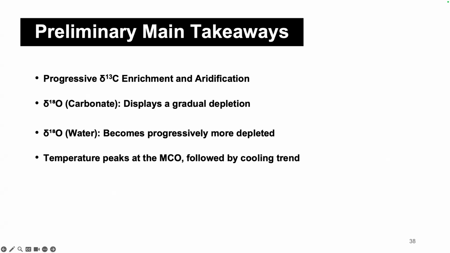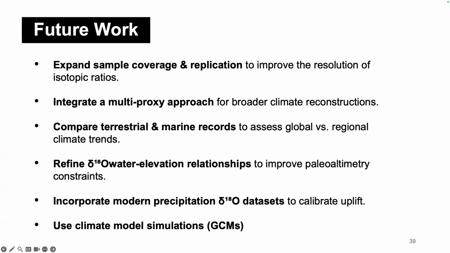adapted plants. The delta 18O carbonate records show gradual depletion, suggesting hydrological changes, elevation shifts, and evolving moisture sources. The delta 18O water records support the idea of rising elevations due to Andean uplift, modifying the delta 18O values of precipitation and contributing to drier conditions to the east of the mountains. The temperature data show peak warmth in the MCO, followed by a cooling trend decreasing to 24 degrees Celsius in the middle Miocene, reflecting both global climate shift and regional tectonic influences.